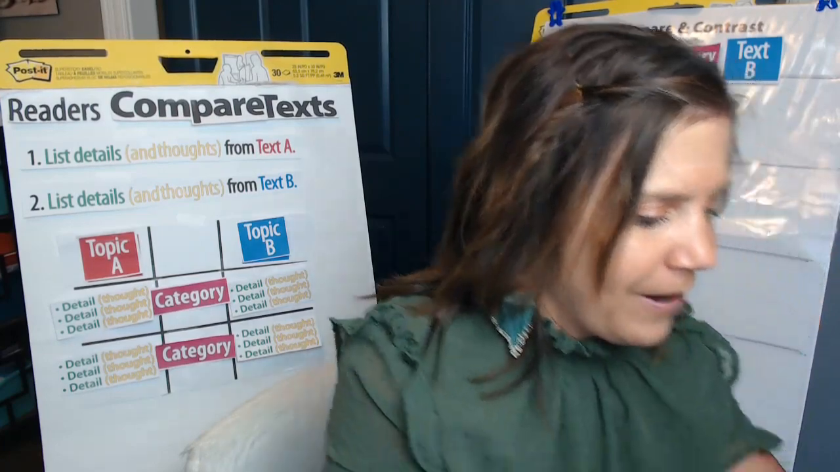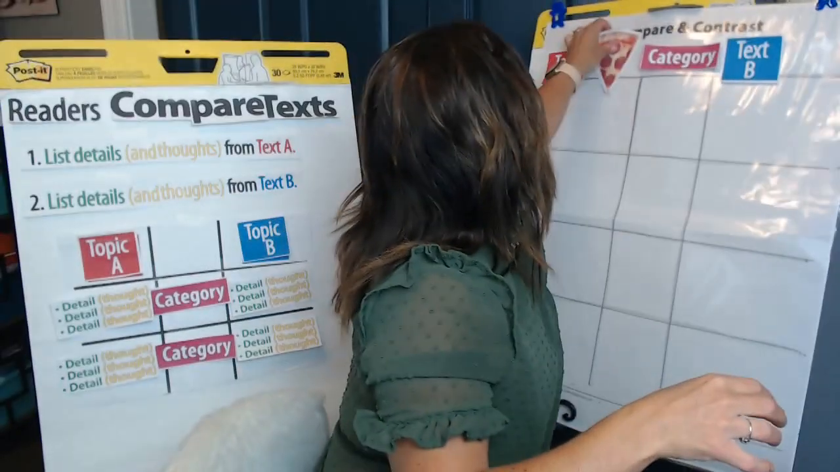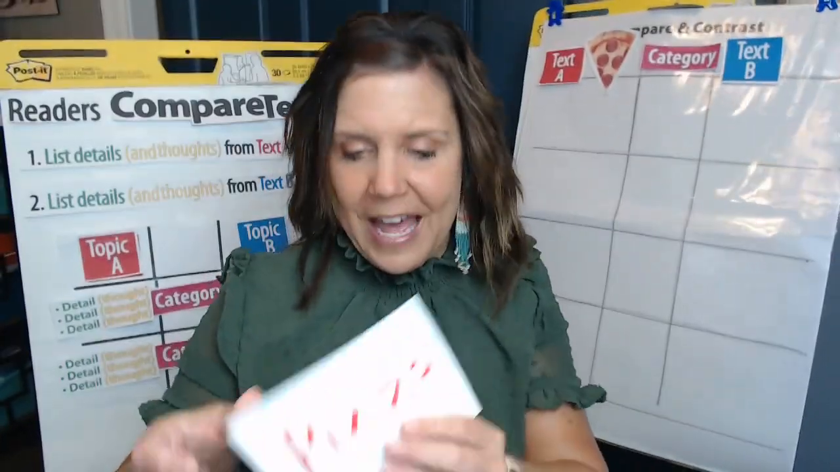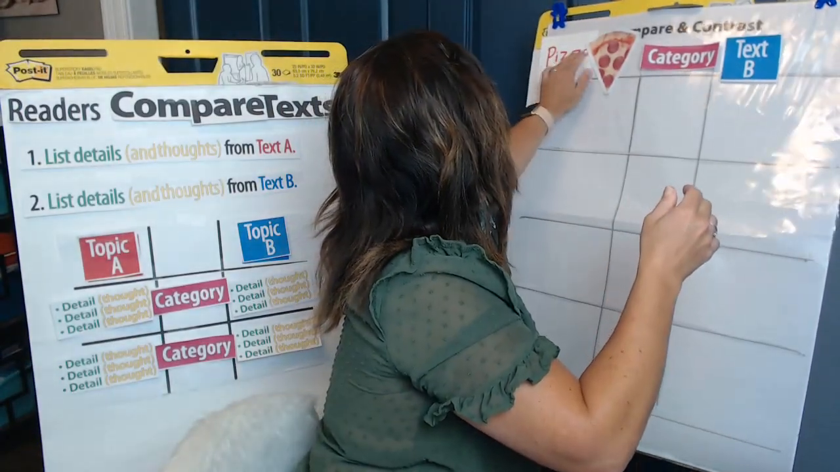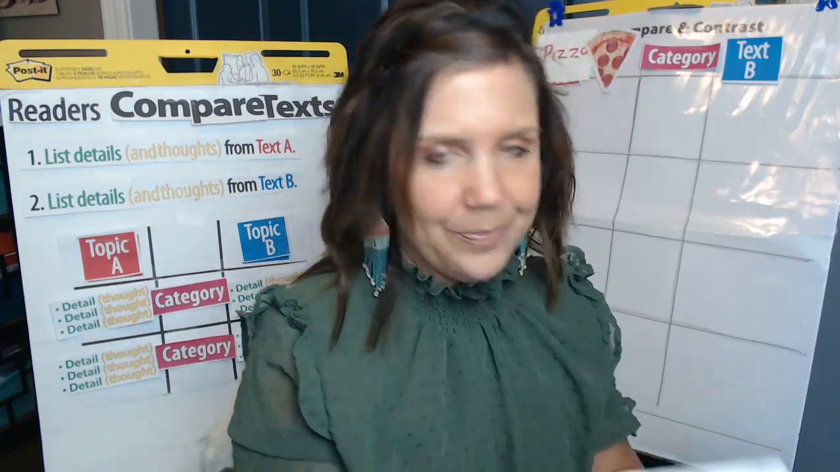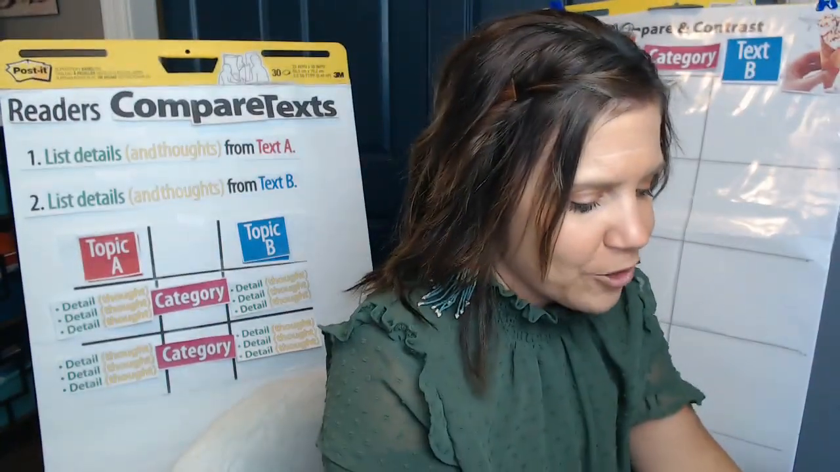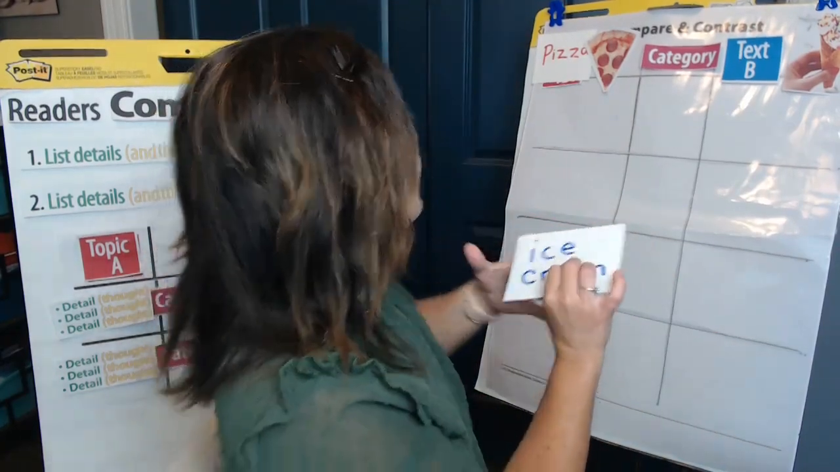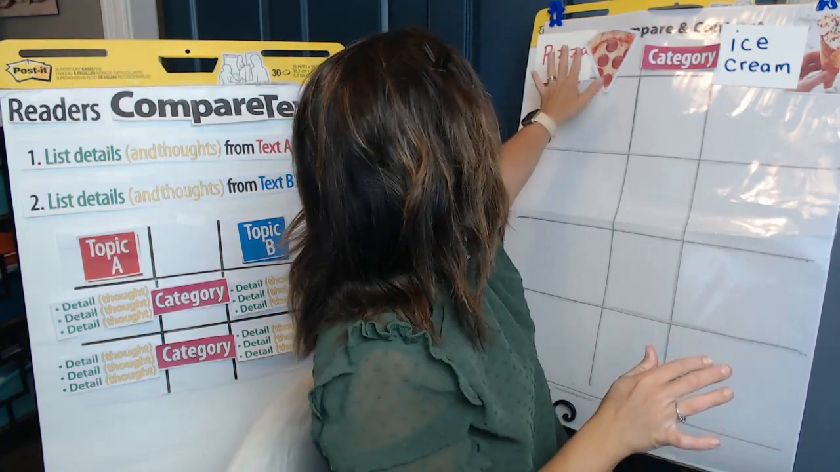Everybody likes to eat pizza, right? It's actually pepperoni pizza. And I wrote it in red because that's our topic A. So I'm going to put pizza on the left side of the T-chart. And then on the right side, we're going to look at ice cream. An ice cream cone, right? So I've got the ice cream cone. And I wrote the word ice cream in blue because this is our second topic, our blue topic. Okay, so we're going to look at pizza and ice cream.